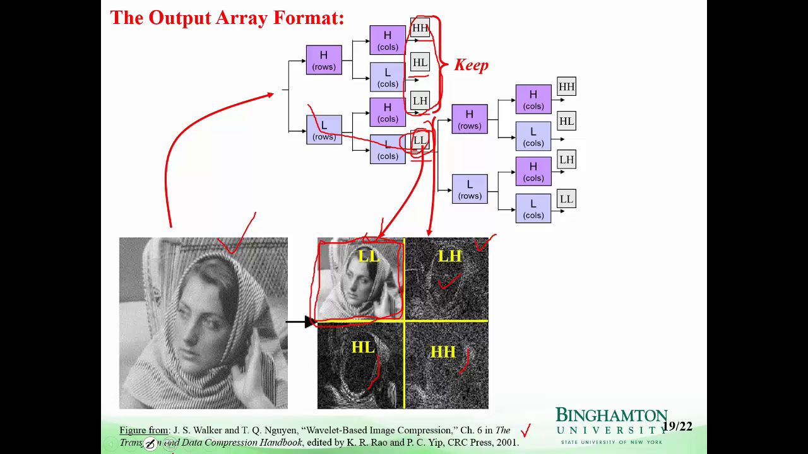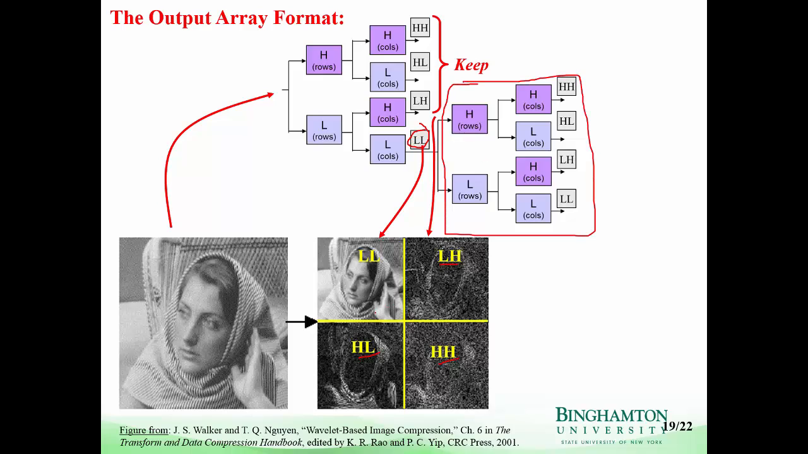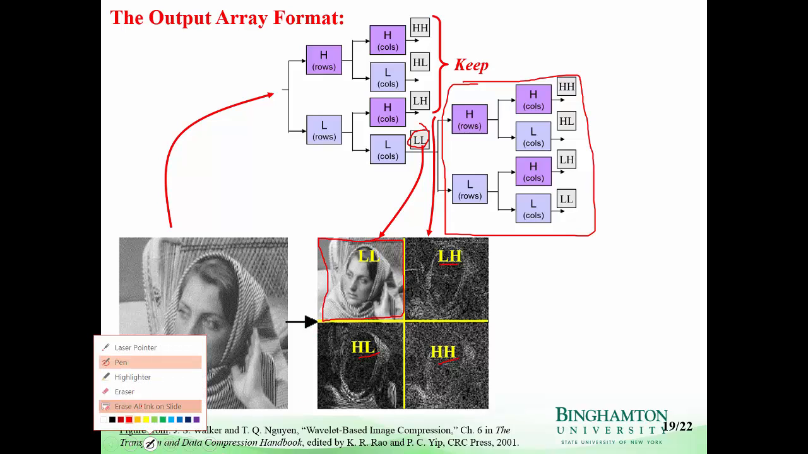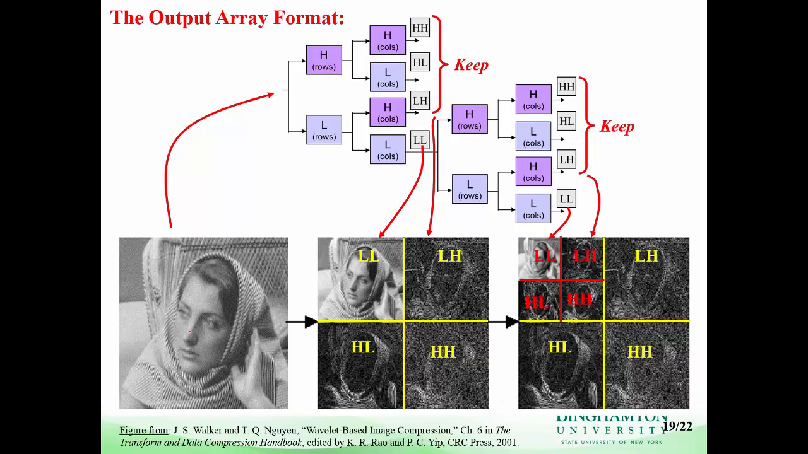And then what do we do? Let me clear up my scratchings here. All these with H's in them are kept. And what do we do with the LL? It gets passed on to the next stage. So here's the next stage. This smaller, lower resolution, smoother, little blurrier version of Barbara is now going to go through that next stage. Let's see what ends up happening. That gets split into 4 parts that are half the dimension of this. And guess where they fit? They fit right into here.